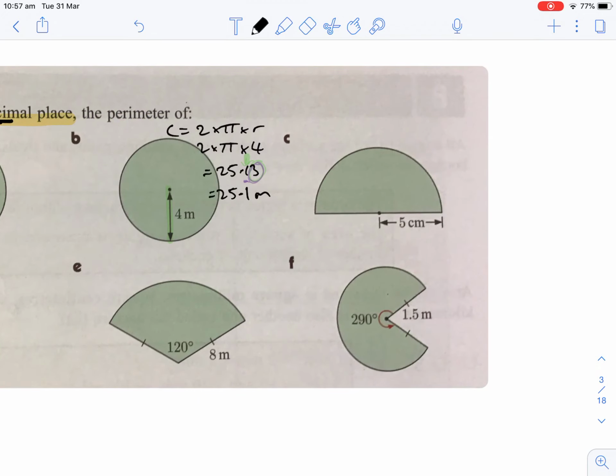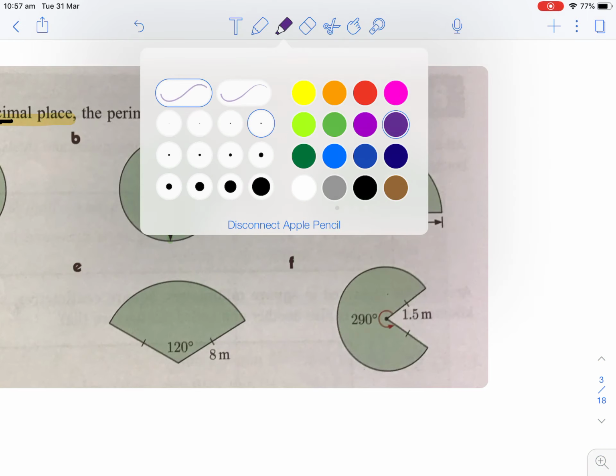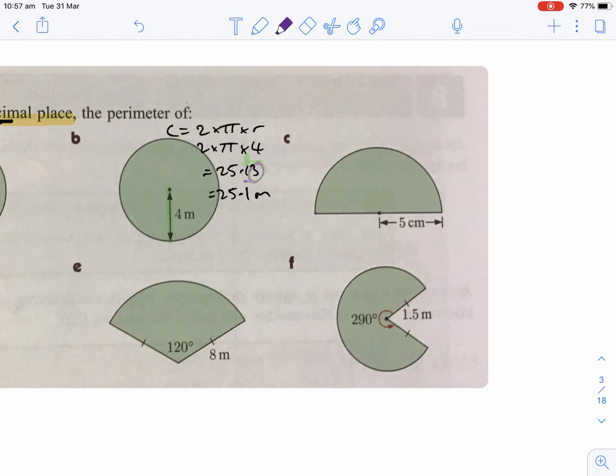Now, if I did the next one, here you can see that they've tried to trick us again. What we have to calculate is the perimeter, the outside edge, of this semicircle. But then we've got to also remember to add in this diameter across the bottom.